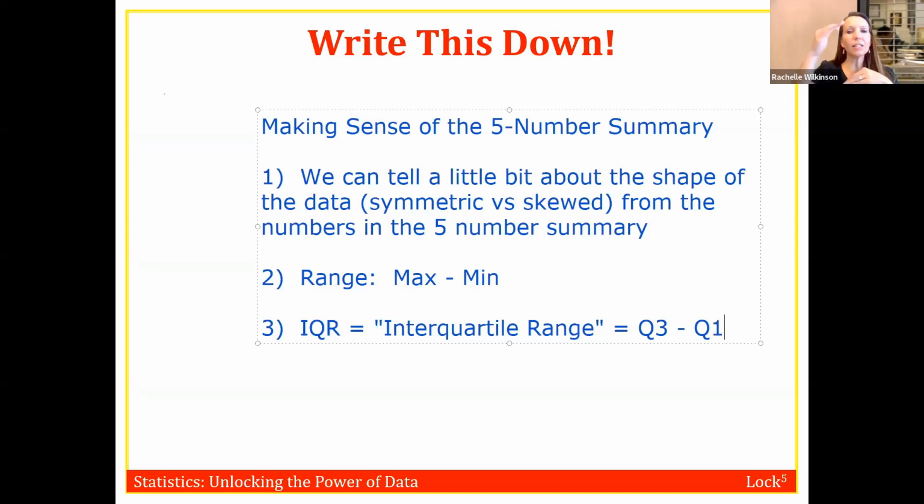So this tells us basically the range of the middle 50% of the data, because between Q3 and Q1 is 50% of the data.